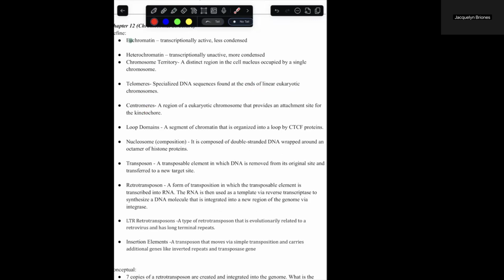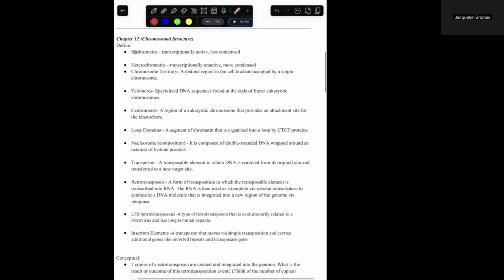Centromeres, we know this. A region of the eukaryotic chromosome that provides attachment for the kinetochore. Remember metaphase, centromeres? Anyways, loop domains, a segment of chromatin that is organized into a loop by CTCF proteins.